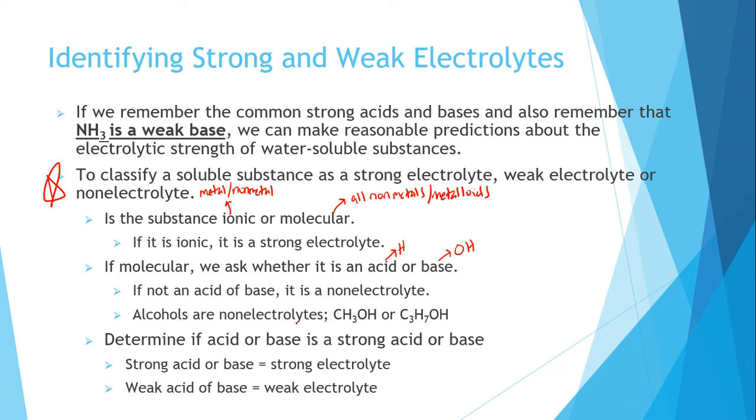Alcohols are actually considered non-electrolytes, and oftentimes people think alcohols are bases because they have a hydroxyl group on them, an OH. But a base is usually going to be attached to a metal. So this is not considered a base because C and H are nonmetals. If you see a lot of carbons, hydrogens, and then it ends in an OH group, these are called alcohols. And usually their name ends in OL. So methanol, ethanol, propanol, these are all alcohols and they're always going to be non-electrolytes.